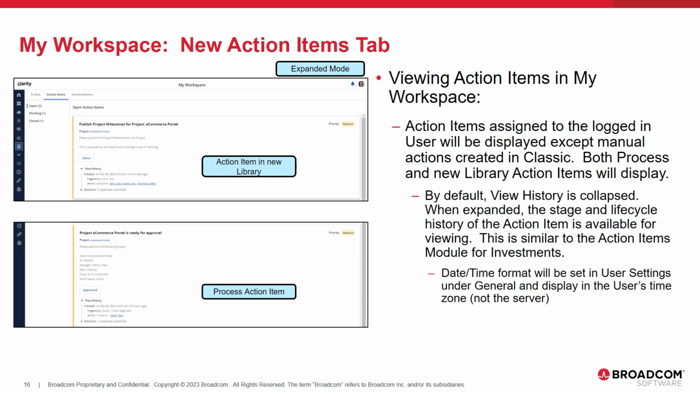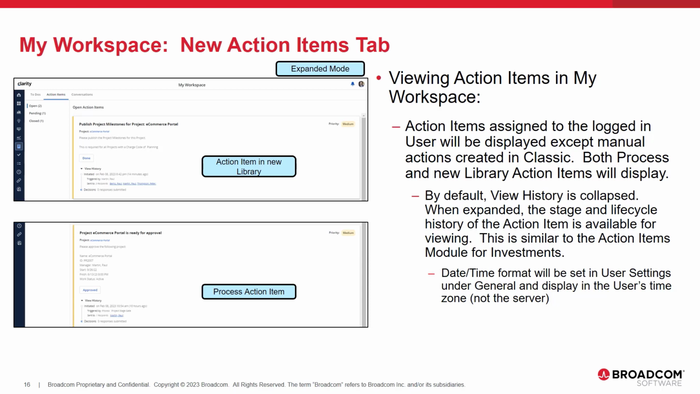For blueprints, business roles, it's triggered by the person who updated Clarity that triggered the business role. In this case, it's Paul Martin. And for the process action item, we're actually showing the process name.